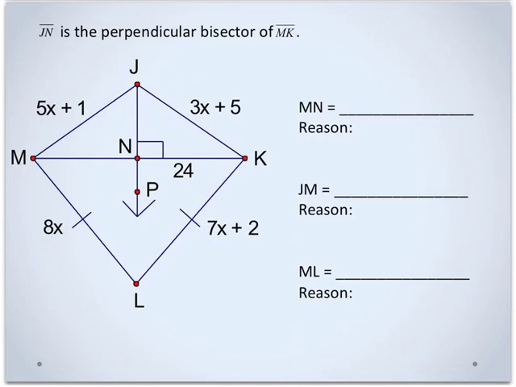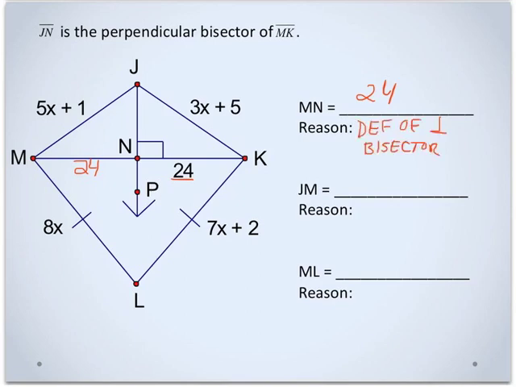In this example, we're given that JN is the perpendicular bisector of MK. So that means that JN splits MK into 2 equal pieces. Now it tells us that NK is 24, so we can say that MN is also 24 because a perpendicular bisector splits a segment in half. So already, MN is equal to 24. Reason, definition of perpendicular bisector.